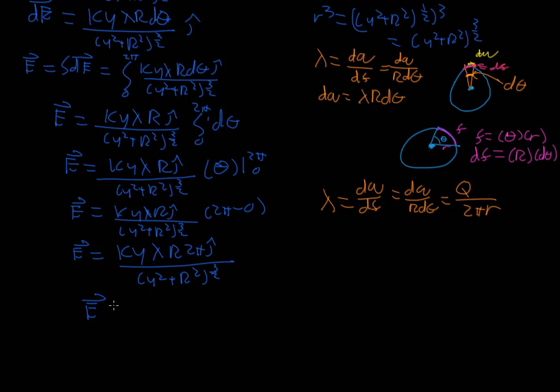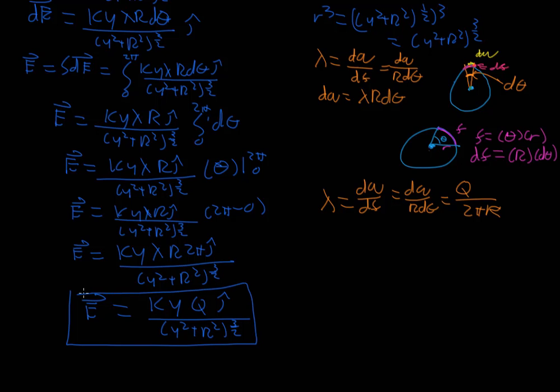So when we plug that in, the 2 pi r's cancel. So k y q j hat over y squared plus r squared to the 3 halves. And again, this is capital R over here, capital R squared to the 3 halves. And so we're done. This gives the net electric field due to a ring that's uniformly charged at some point P along its perpendicular axis.